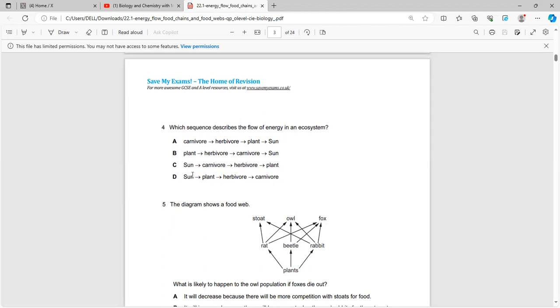Now we have to tell the correct sequence. The correct sequence is number party. The energy is taken in from the sun by the plants, and then the herbivores eat them, and finally the carnivores eat them.